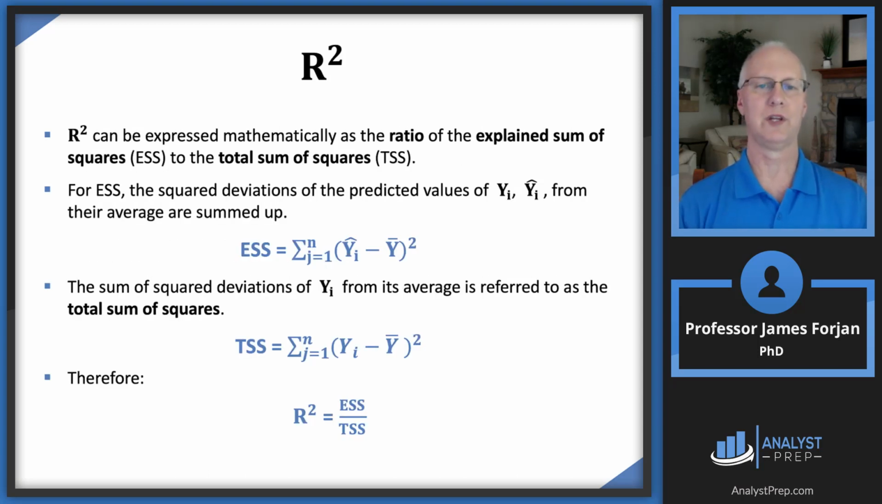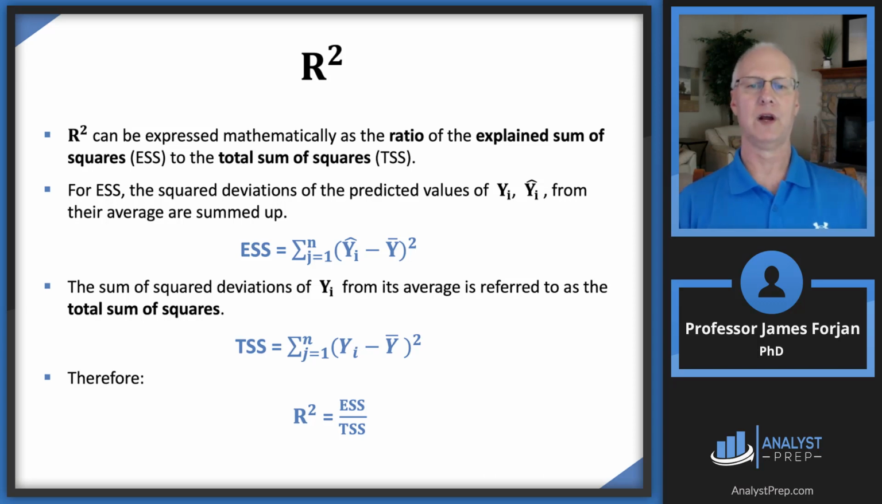Now, of course, it wouldn't be statistics if we didn't have some good formulas here. So let's look at some of these formulas. R squared can be expressed mathematically as a ratio of the explained sum of squares. Look at the very bottom. R squared is equal to ESS, explained sum of squares, divided by the total sum of squares. That should make perfect sense. In my example, 5%, just a few seconds ago, tells us that we probably need to start over.